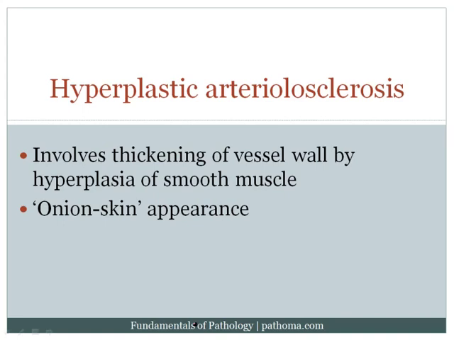The other type of arteriolosclerosis is called hyperplastic arteriolosclerosis. And again, this is going to involve the small blood vessels, and we're going to get thickening of the small blood vessels. However, instead of the thickening being due to this protein that's leaking into the vessel wall, we get hyperplasia of the smooth muscle that results in that thickening, which then gives something called an onion skin appearance.